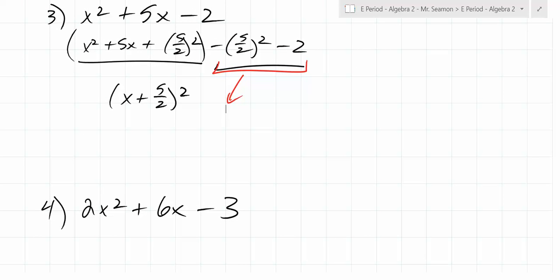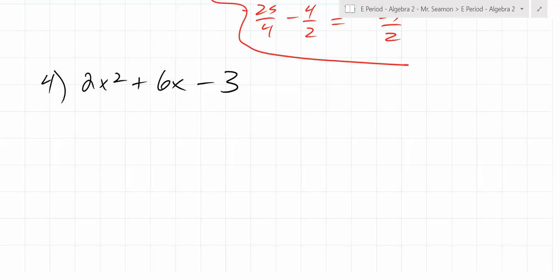I want to give you a couple more minutes to try to tackle those. Just take a look. Question for you. What's different about number 4? What's the only thing that's different? Leading coefficient is not 1.